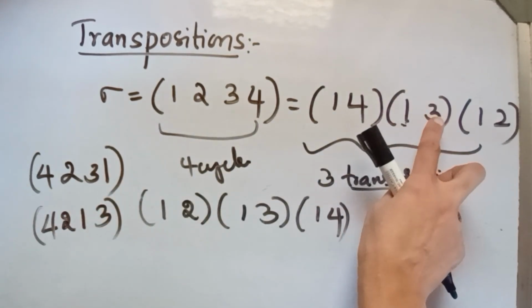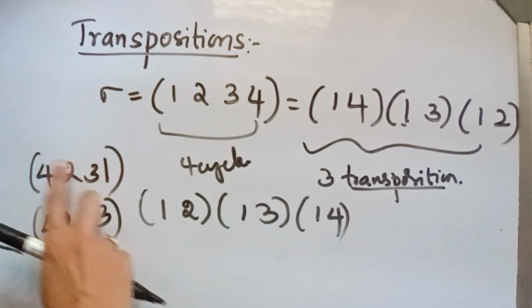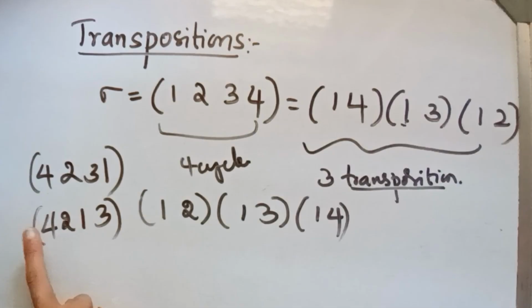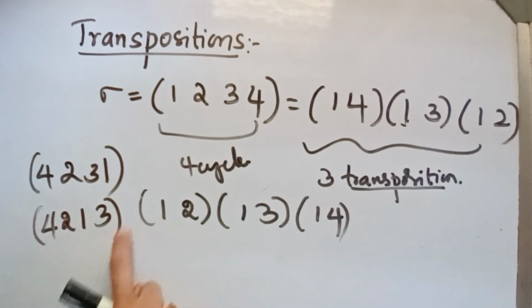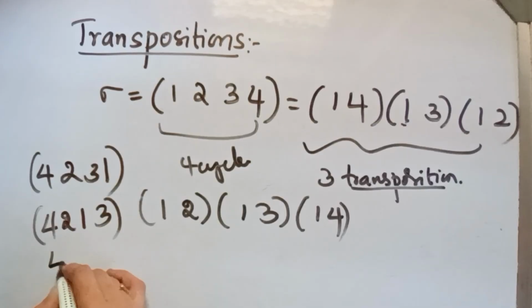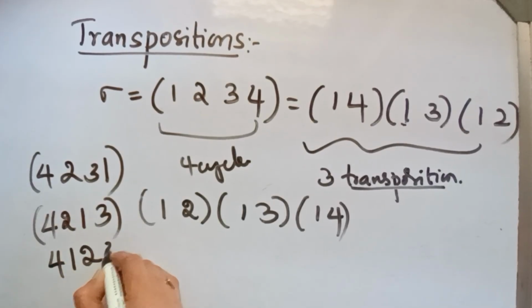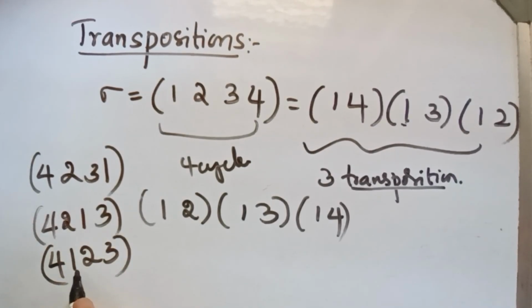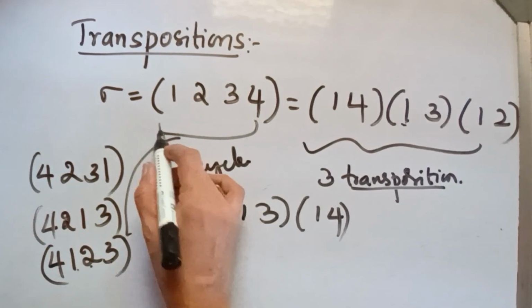1 and 3 are swapped in this permutation, so you will get 4 2 1 3. Now within this permutation you have to swap 1 and 2. So swap these two elements: 4 1 2 3. So what is the meaning of this? 1 goes to 2, 2 goes to 3, 3 goes to 4. You are getting the same thing back.